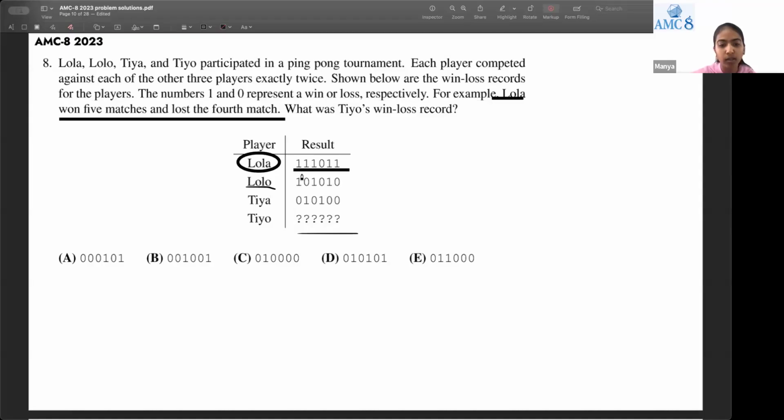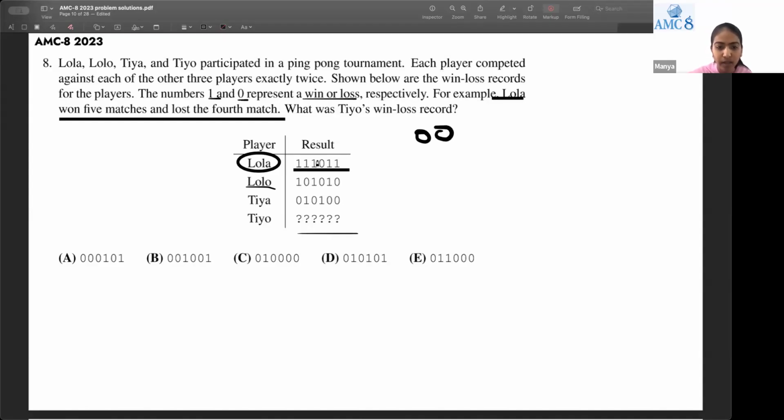Lola won and Lola also won. That means that Tia lost and Tia also lost. So here, it'll be 0 here. In the second one, we know that there's 2 wins, meaning that there has to be 2 losses. So 1 represents a win and 0 represents a loss. They told us this right here. So Tio lost the 1st game, lost the 2nd game as well.